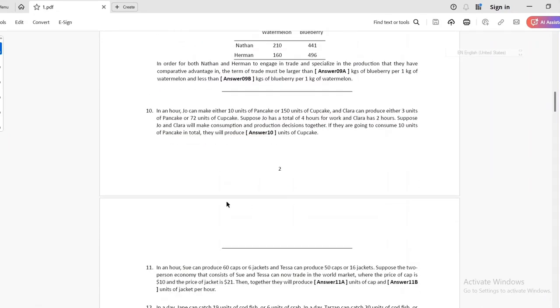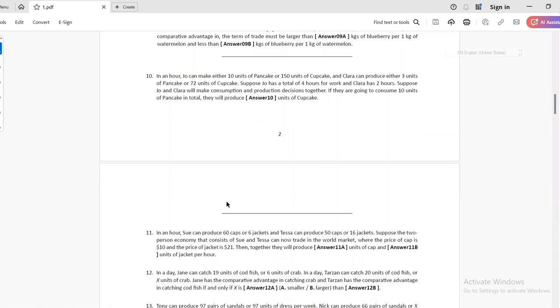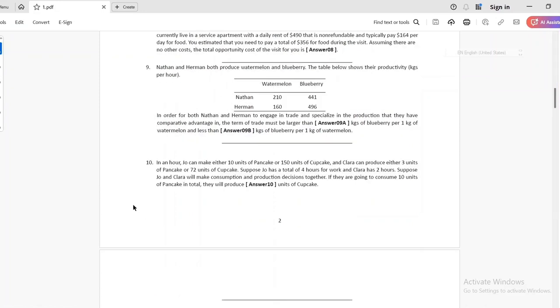Now, this is the last question, because we are not going to do the next question after that; we'll stop after doing question number 10. In this question, Joe can make either 10 units of pancake or 150 units of cupcake, and Clara can produce 3 units of pancake and 72 units of cupcake. Suppose Joe has a total of 4 hours for work and Clara has 2 hours. Suppose Joe and Clara will make the consumption and production decisions together. If they are going to consume 10 units of pancake in total, how much will they produce? I'll do this question in GeoGebra.